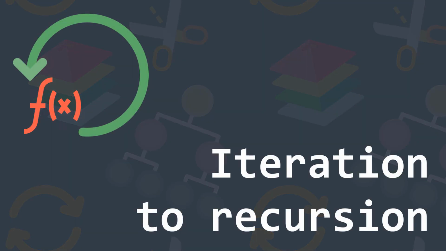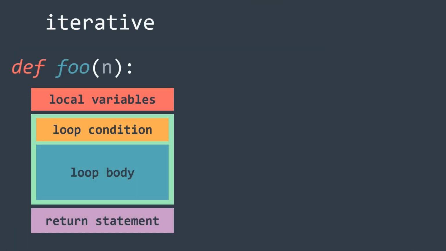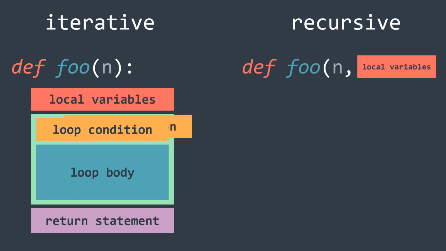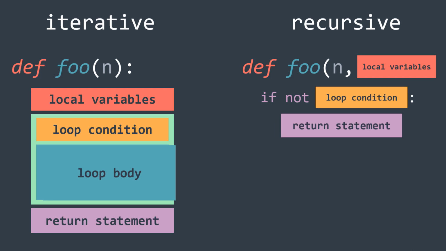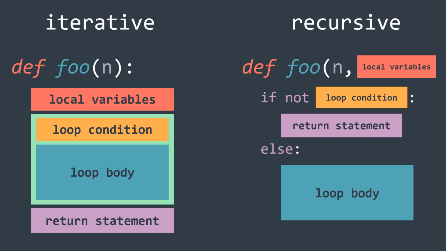Welcome to this new video where we will see how to transform an iterative function into a recursive one. In an iterative function, we usually have local variables, then a loop, then the return statement. To turn it into a recursive function, we put the local variables as parameters, the loop condition break as the base case condition, the return statement inside the base case, and the body of the loop as the recursive case.